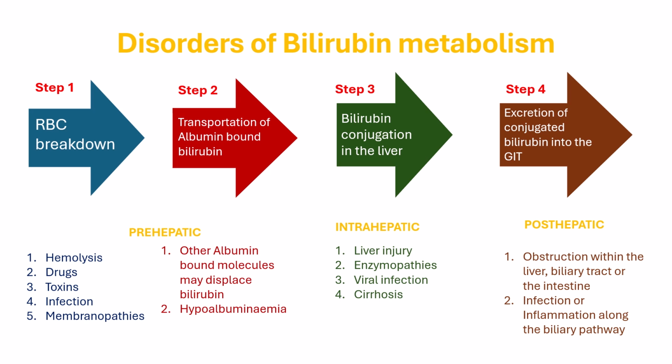In step 1, there could be an abnormal increase in the breakdown of red blood cells due to hemolysis, certain types of drugs, toxins, viral infections, and membranopathies like sickle cell anemia and hereditary spherocytosis. All of this will cause an increase in the breakdown of red blood cells, leading to the generation of a high level of bilirubin, which will increase the bilirubin load being transported into the liver for conjugation.